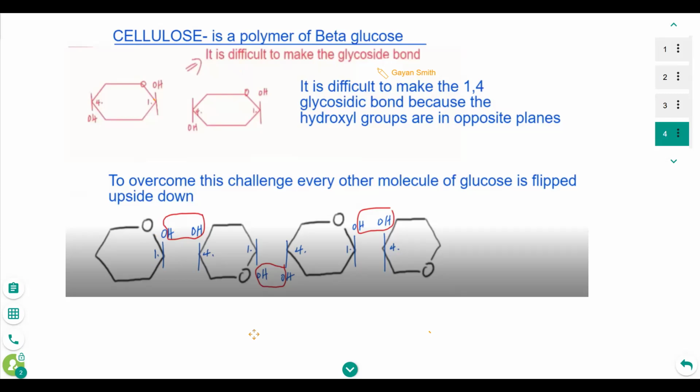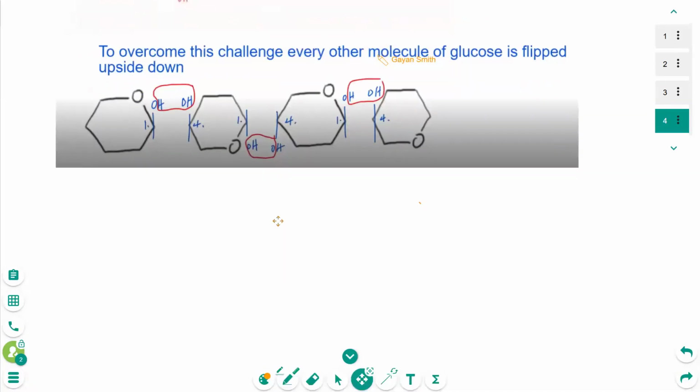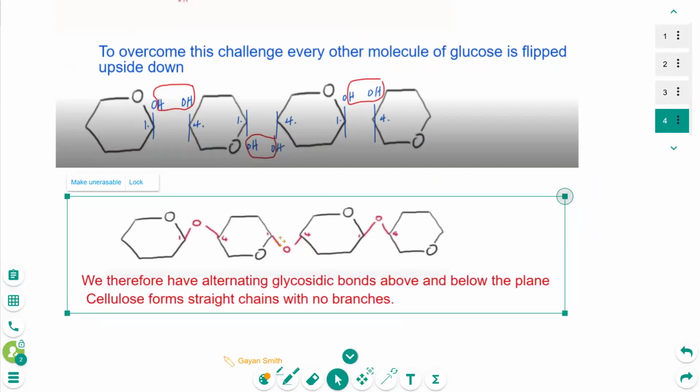All right, so I'm going to scroll up a bit now so we can see what would be the resulting structure, right? After we have flipped every other glucose molecule so that we could get them aligned to remove the OH group, right? So now we are able to create the glycosidic bonds. But some of the glycosidic bonds are going to end up being above the plane and some are going to be below the plane. So this is what we're going to end up with.